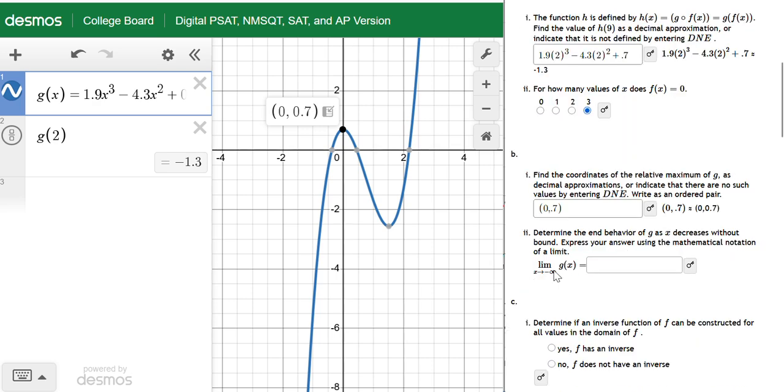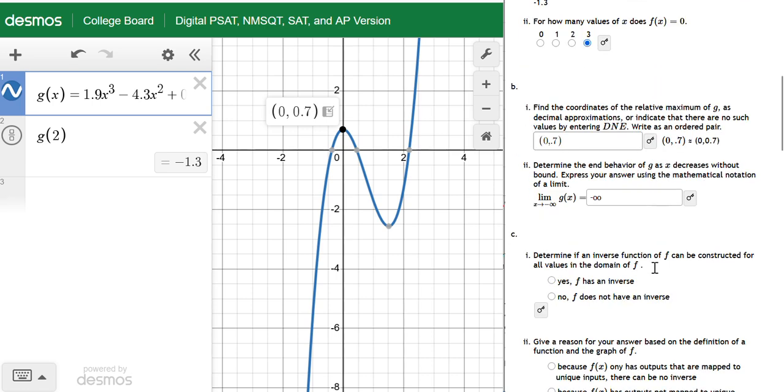Then it asks you to evaluate the left behavior, right? The limit as x approaches negative infinity. And so as you are looking at this, as x decreases, it gets closer and closer to negative infinity. Our graph will continue to move down, and so it's negative infinity for that solution.